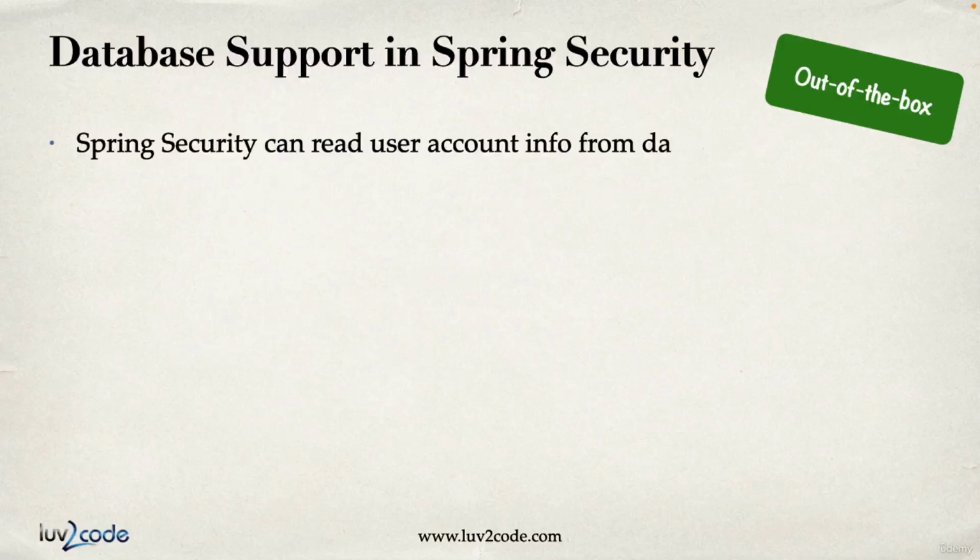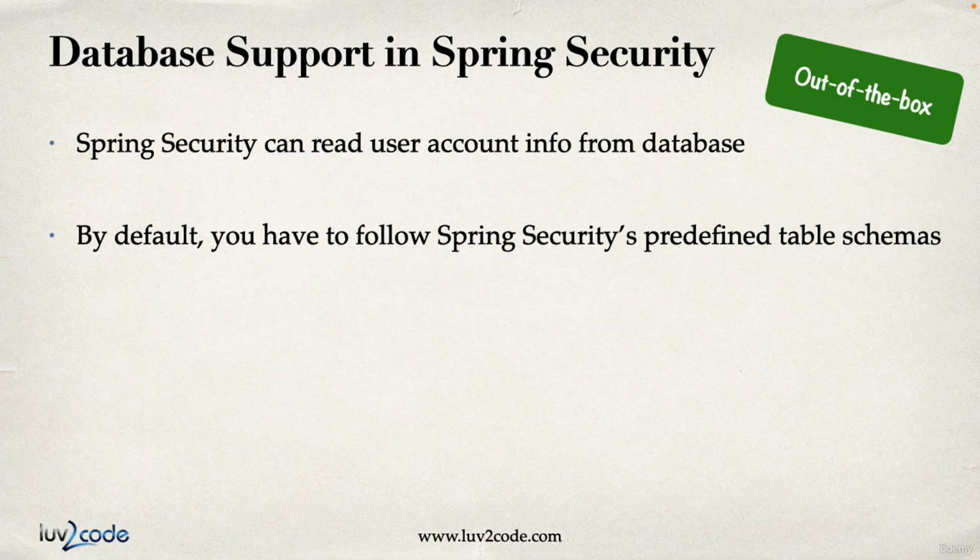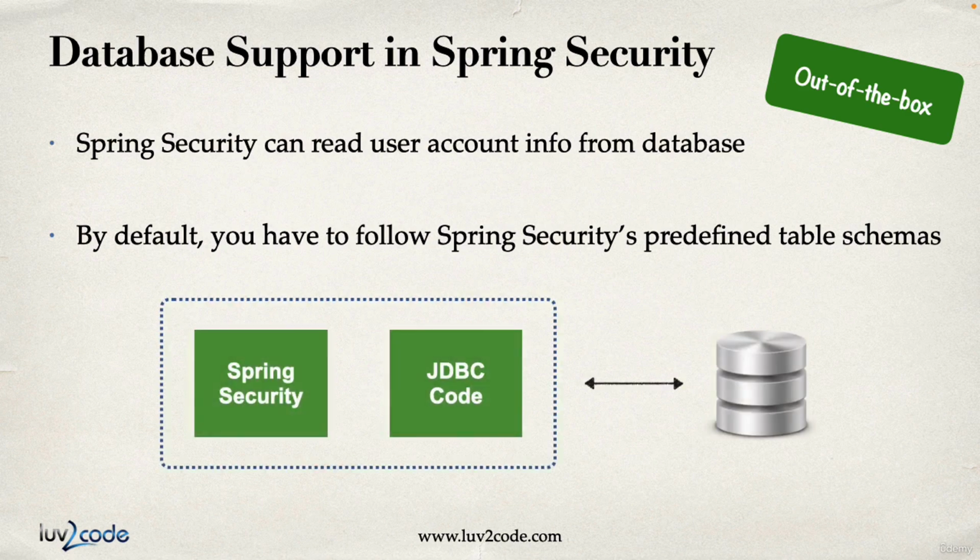Out of the box, Spring Security can read user information from the database. By default, you have to follow Spring Security's predefined table schemas. But the nice thing about it is that by following their schemas, Spring Security includes all of the JDBC code to actually read information from the database, so there's very little JDBC code you have to write. All you have to do is simply set up the configuration, create the appropriate tables, and Spring Security will do all the heavy lifting for you in the background.